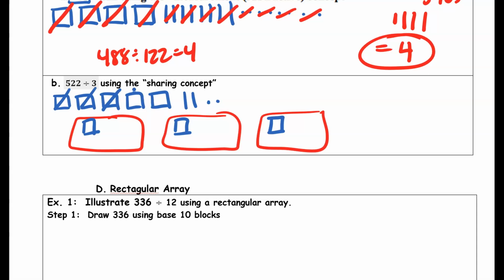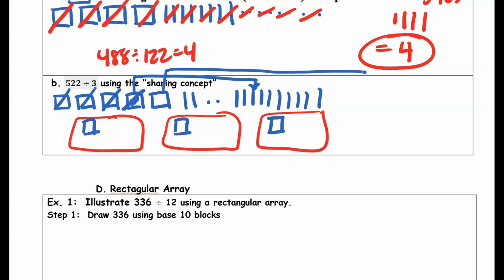So this flat here, remember, it's worth 100. So I'm going to exchange that for 10 longs. 1, 2, 3, 4, 5, 6, 7, 8, 9, 10. Okay, that's going to go away. I'm going to do the same with this one since I cannot split one flat up amongst the 3 groups evenly. 1, 2, 3, 4, 5, 6, 7, 8, 9, 10. So I'm just making exchanges.